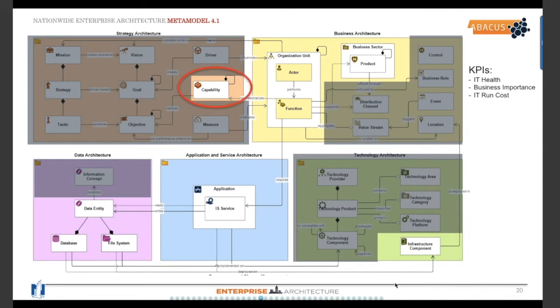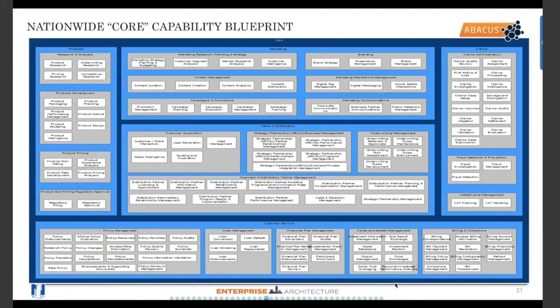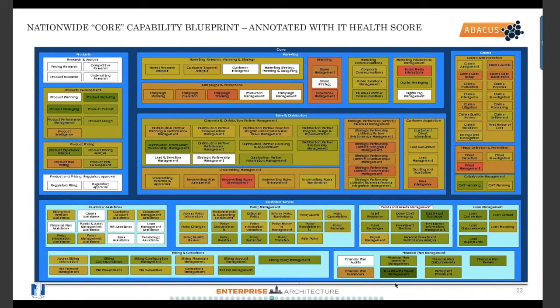So what we did, agreed that we are going to utilize the capability model to identify where and how we are going to represent this metric. So, for example, this picture that you see here is our capability model, the core capability part of our capability model, and you can see it has been highlighted based on its health.